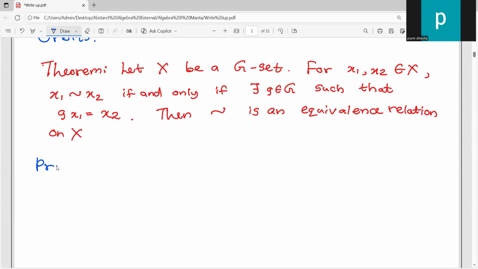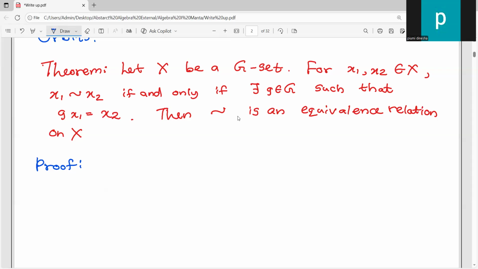Right. So how do we prove that this given relation is an equivalence relation? You have to show that this is reflexive. That means for any element x that you take from the set X, x is equivalent to itself, or x tilde x. Then you have to show that this is symmetric. That means if you have x1 tilde x2, then we must have x2 tilde x1. And then the transitive property, right? Then you have to show that this is transitive.